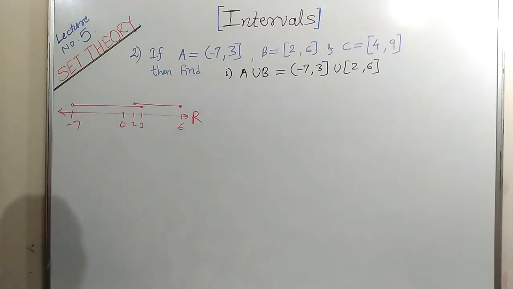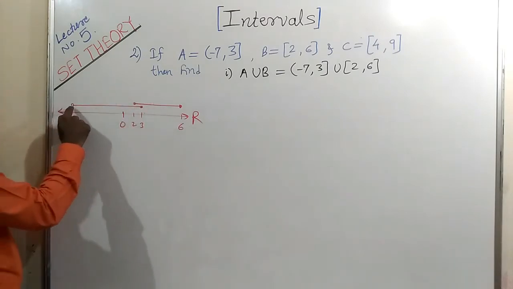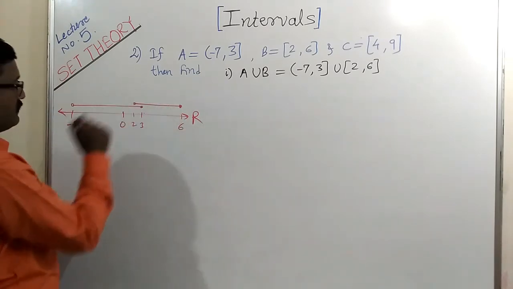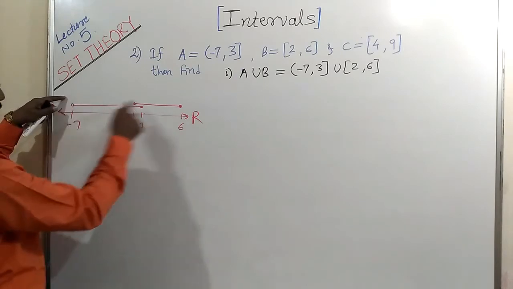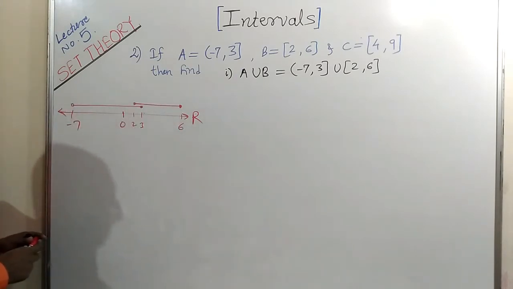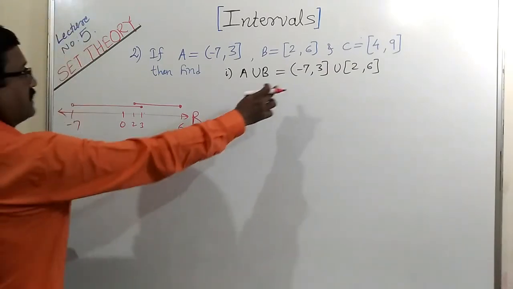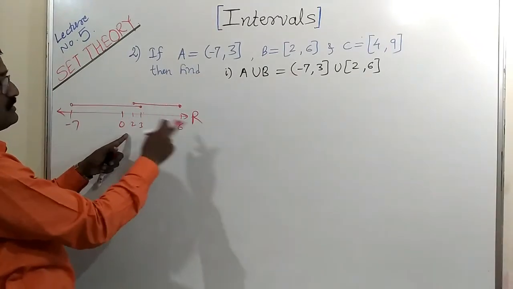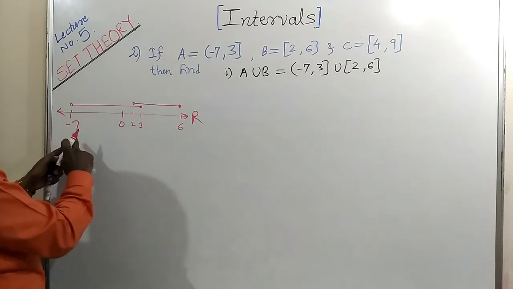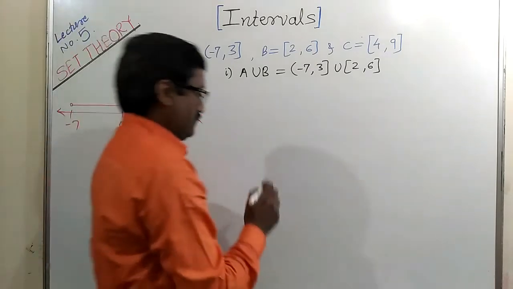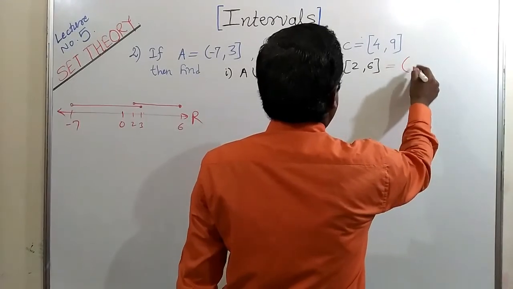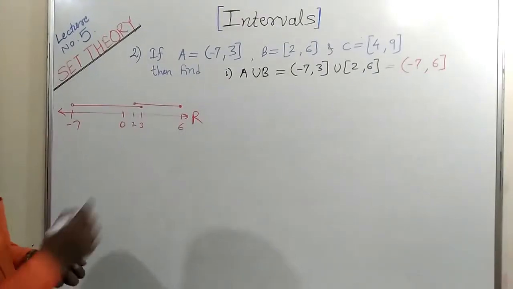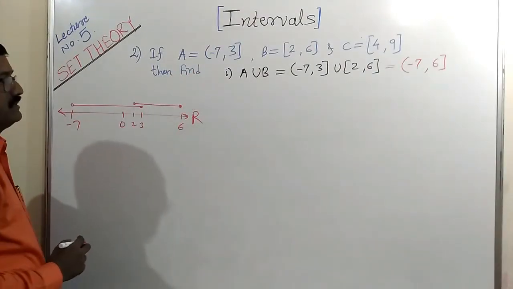If you take the union of these two, it means all numbers on the first segment or on the second segment. The first is a segment from minus 7 to 3, the second segment starts from 2 to 6, so we get a segment open minus 7 to close 6. So the answer will be open minus 7 to close 6. Is it okay? If you draw the figure, you can easily write the answer.